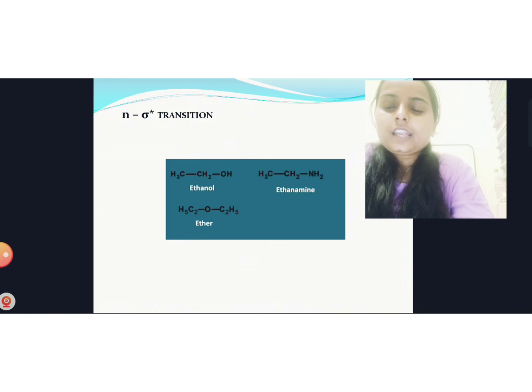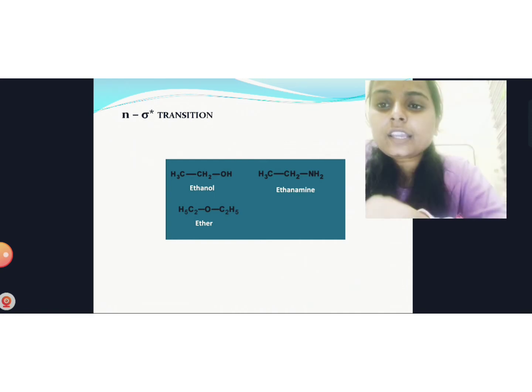Next is n to sigma star transition. In ethanol, we have both n electrons and sigma electrons, so it possesses n to sigma star transition. In the same way, ethanamine and ether will also possess n to sigma star transitions. Why? Because if a molecule has a heteroatom attached to a single bond, it will possess n to sigma star transitions. These types of transitions require higher energy, and they fall in the region of less than 200 nanometers.